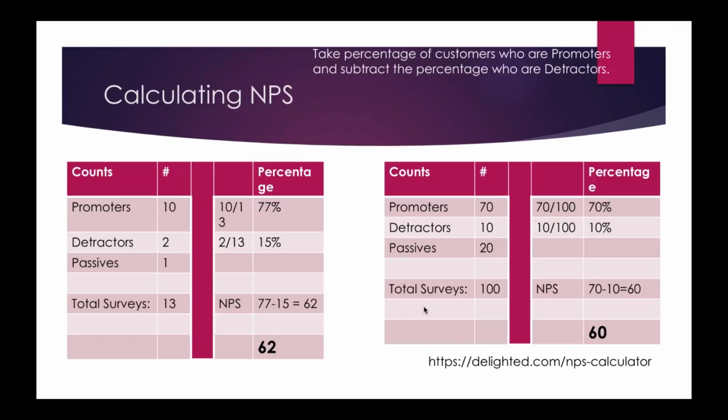So then to calculate your NPS score, you basically take the percentage of customers who were promoters, and you subtract them from the people that are detractors, and obviously you ignore passives in the percentages, but you use it to total up the total amount of surveys. So here's the math example. If you don't like math, there's a website that can actually calculate your survey results for you.